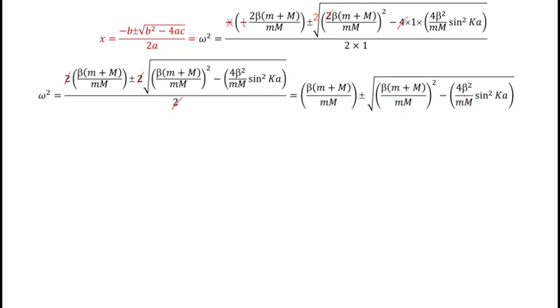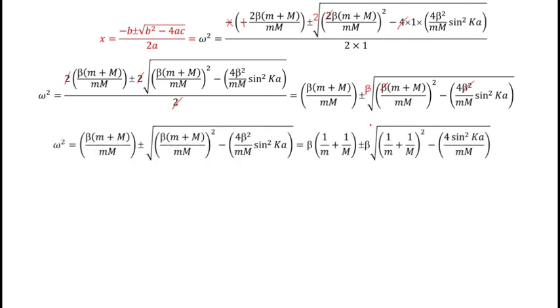Now in this term I can take beta outside. So I can remove this beta square, and from here also beta square, and I can take this beta outside. So this is the expression, and if I bring this beta outside, I can write (small m plus capital M) by small m capital M as 1 by small m plus 1 by capital M. So this omega square expression can be written as beta times (1 by small m plus 1 by capital M) plus minus beta has been taken out from this root sign. So it is beta root over again (1 by small m plus 1 by capital M) square minus this term, that is 4 sin square k a divided by small m capital M.